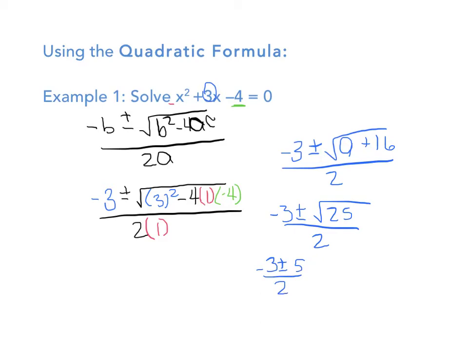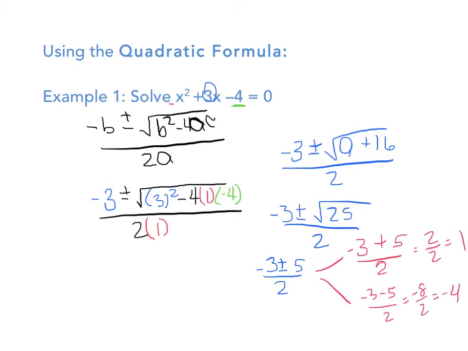So what we have to do now is break this up, because of this plus or minus sign here, into negative 3 plus 5 divided by 2 and negative 3 minus 5 divided by 2. So negative 3 plus 5 divided by 2 equals 2 all over 2, which equals 1. And then negative 3 minus 5 is negative 8 divided by 2, which is negative 4.